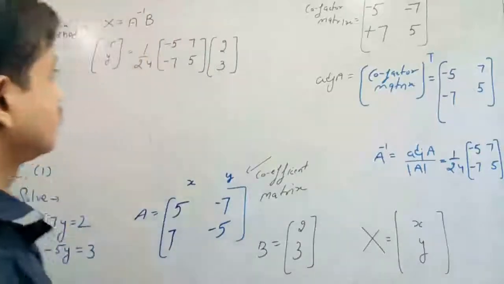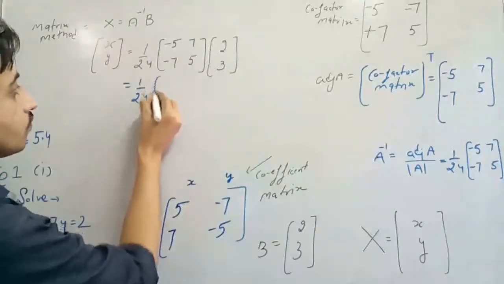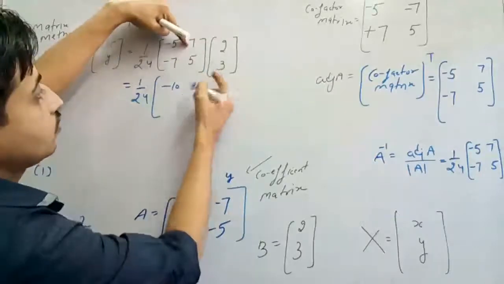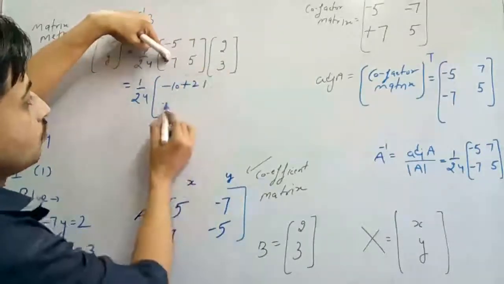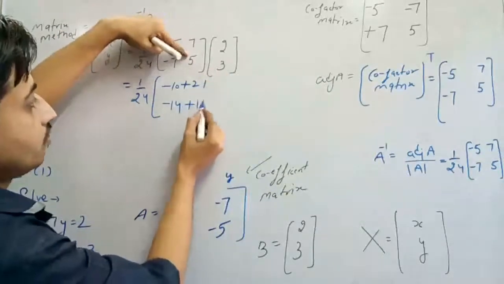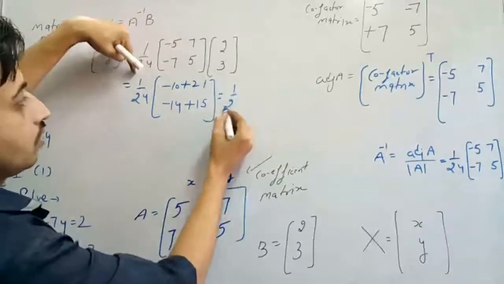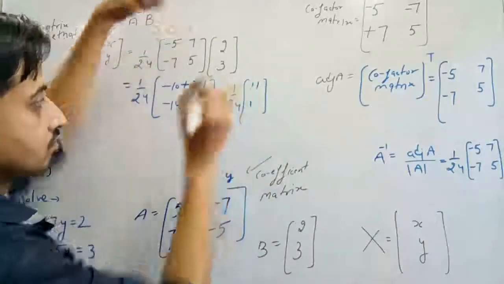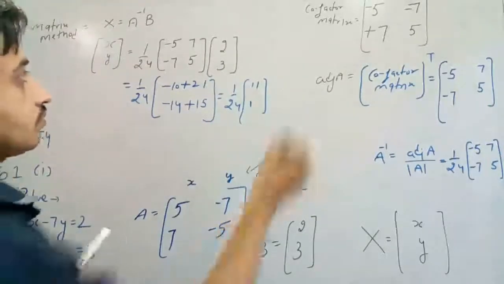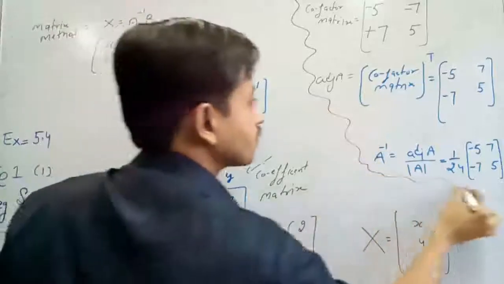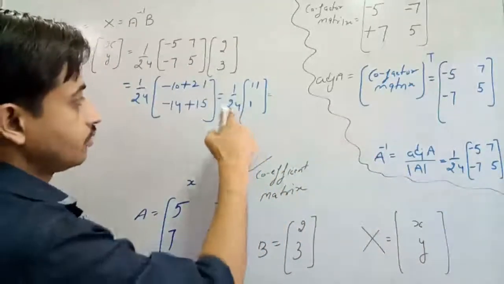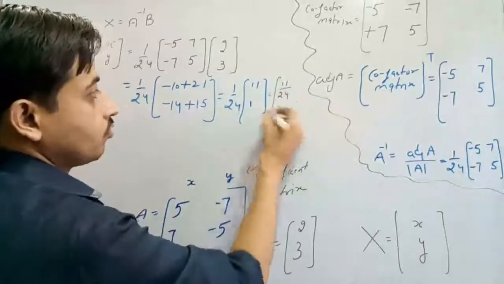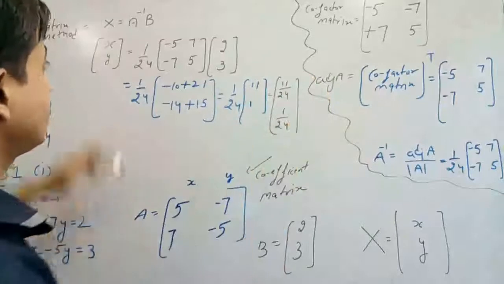Now we have to solve. How do we solve? 1 by 24, multiply. Minus 5 into 2, we get minus 10. 7 into 3, we get 21. Minus 7 into 2, minus 14. 5 into 3, 15. So we got 1 by 24 times, this is 11 and this is 1. And what's the result? We can also write 11 divided by 24 and 1 divided by 24.